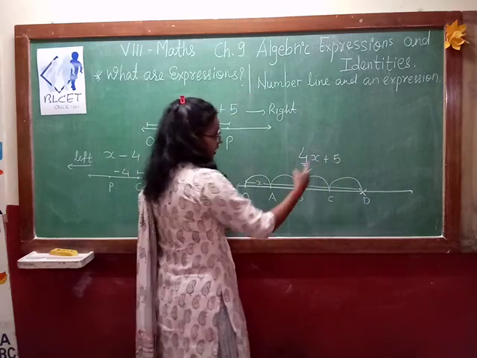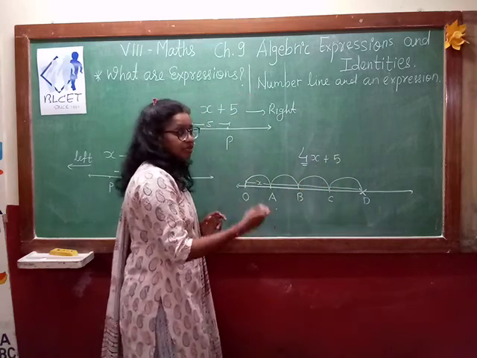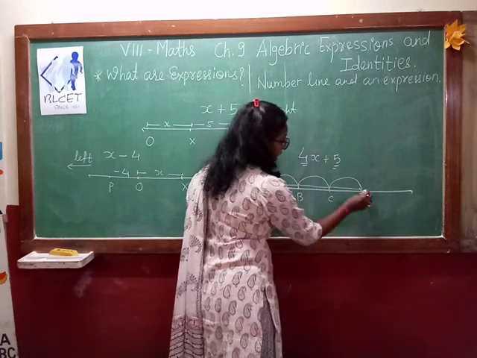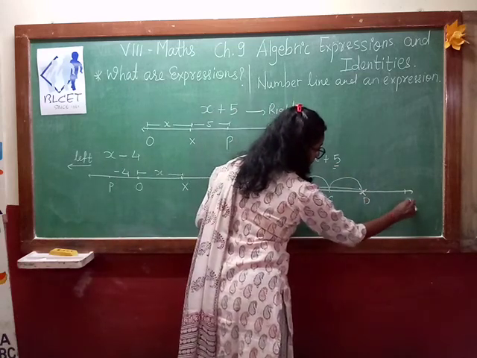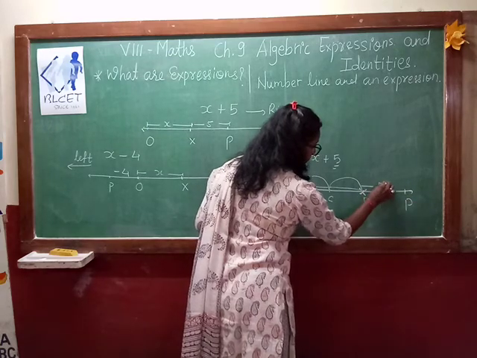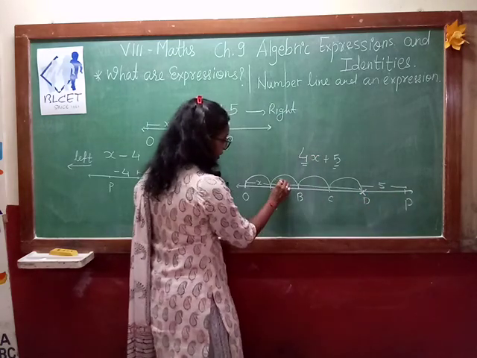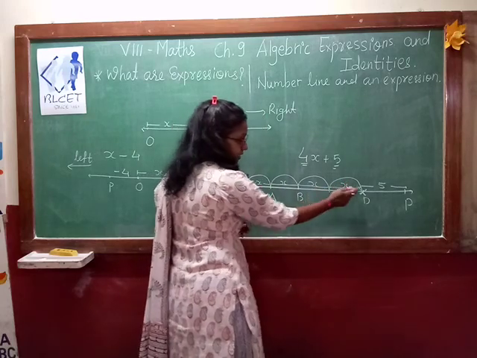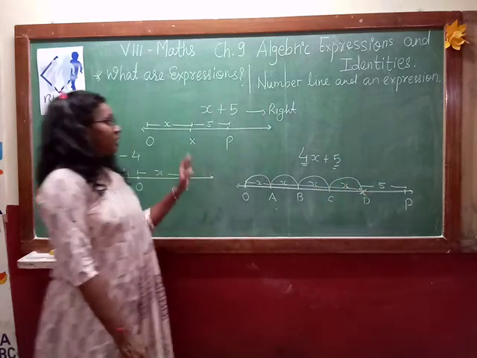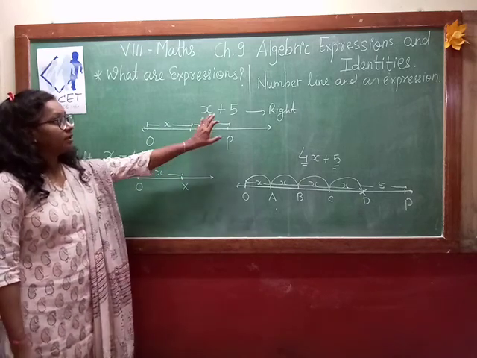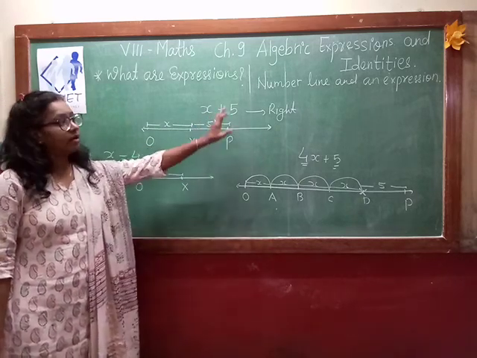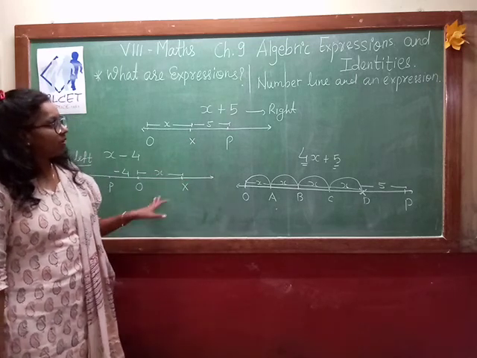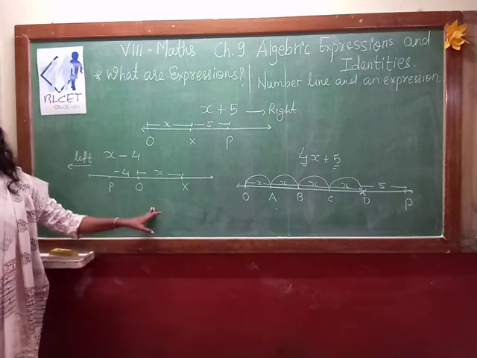Now plus 5 means you have to do addition. So you have to move in the right direction. How many units? 5 units. So this is your P. This is 5. So this represents 4x plus 5. This way you can represent an expression on a number line. So this is all about how to represent an algebraic expression.